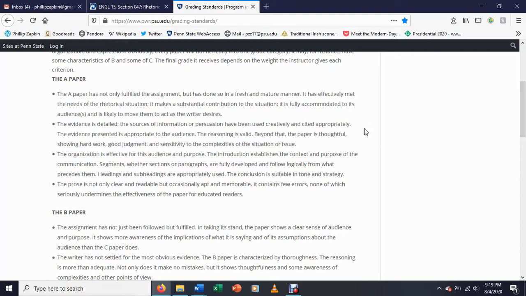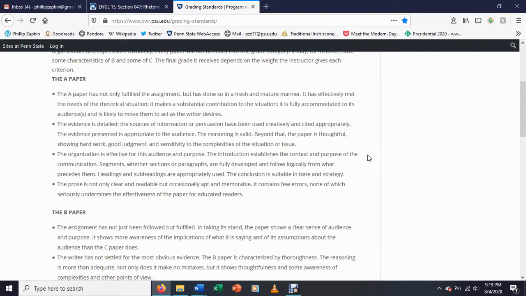The evidence presented is appropriate to the audience. The reasoning is valid. Beyond that, the paper is thoughtful, showing hard work, good judgment, and sensitivity to the complexities of the situation or issue. The organization is effective for this audience and purpose.